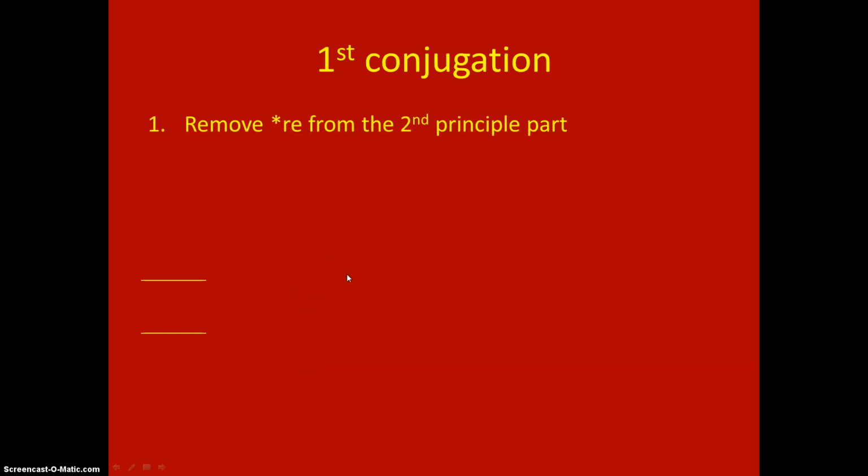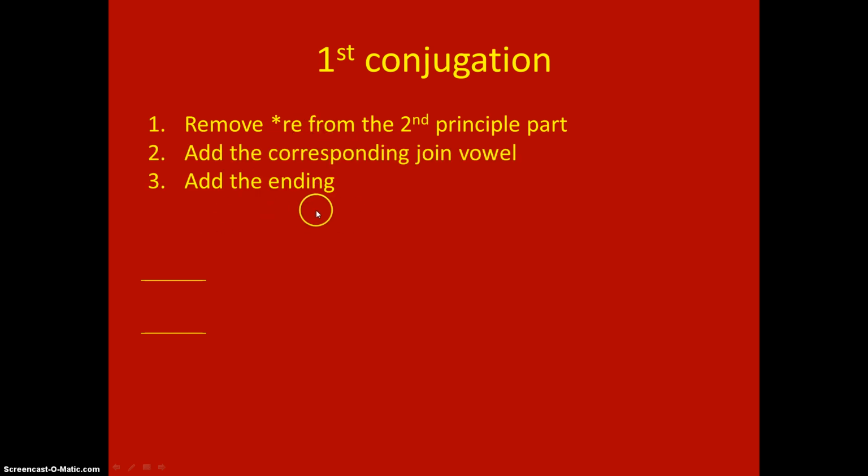Okay, we're doing laudo, laudare. First thing is we remove the vowel, the R, and the E from the second principal part. Then we add the join vowel. Then we add the ending. So laudare minus are gives us laud. The join vowel for that is an a, gives us lauda. And then we add our ending.